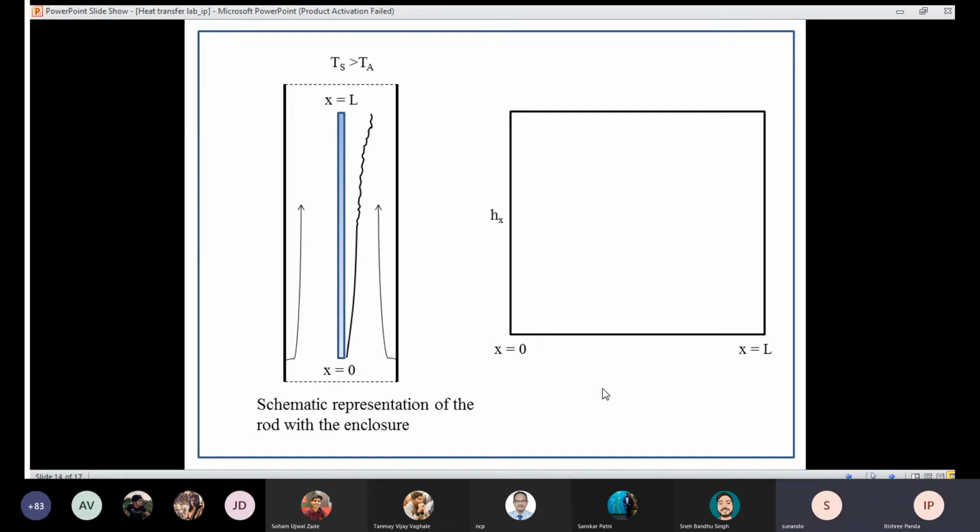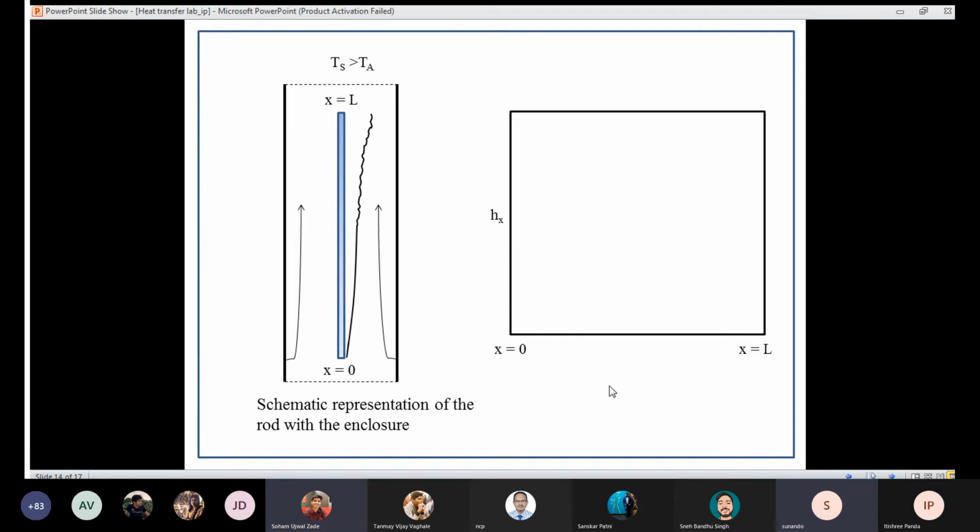Anyone? Can anyone tell me where you expect H to have a maximum value: at x equals 0, at x equals L, or at some point in between? Just X please. X equals 0, fine. And then if you think about the largest value of H, how would it vary as you move up along X?